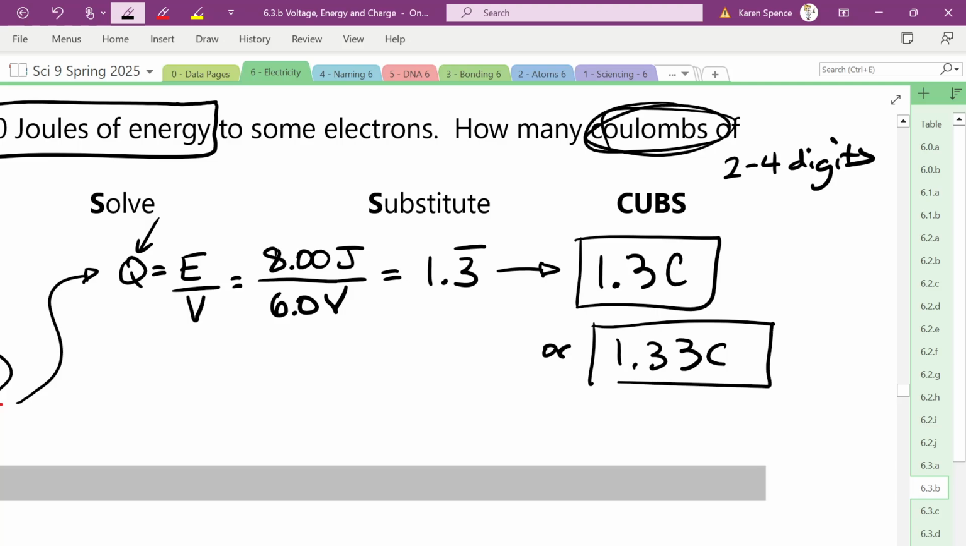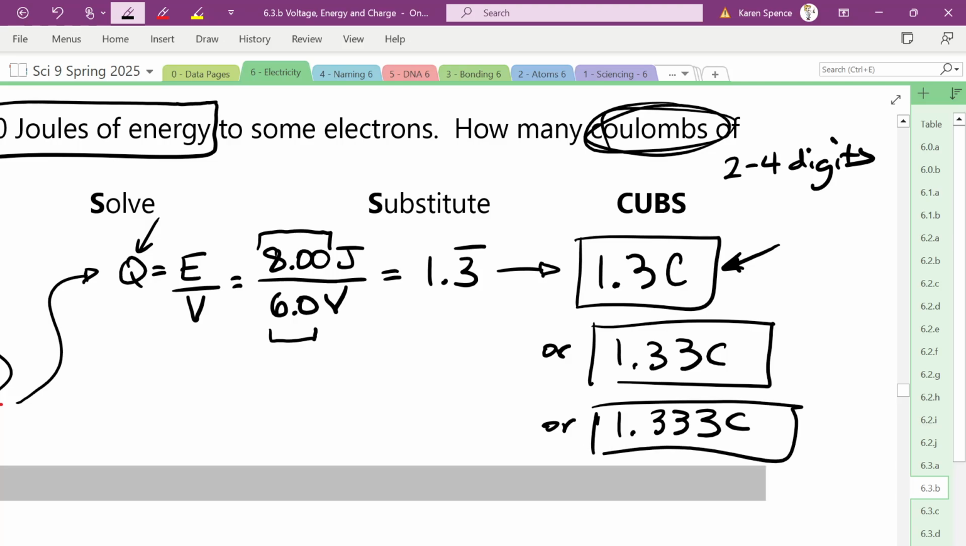If you wanted to do sig figs, you have 2 sig figs here and 2 sig figs here. So you would want this answer where you have 2 sig figs. Or if you wanted to, you could have 1.333 coulombs. That would also be fine. Okay? 2 to 4 digits.